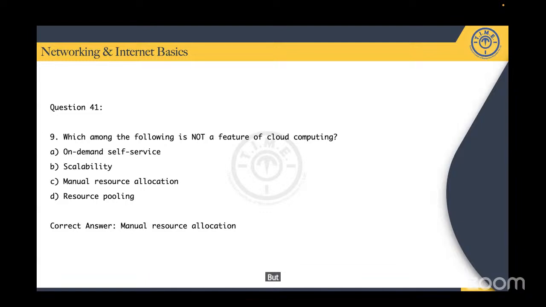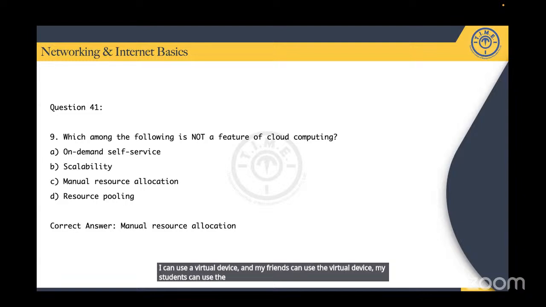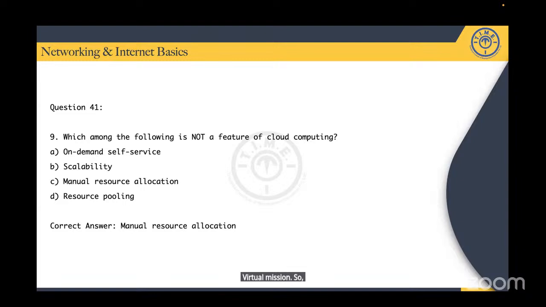Resource pooling means we can share the infrastructure, right? So in a cloud, if I create one virtual device, I can use it, and my friends can use the virtual device. My students can use it. My fellow faculties can use the virtual machine. So on-demand self-service, scalability, and resource pooling are the features of cloud, but manual resource allocation is not. It is against the cloud principle.